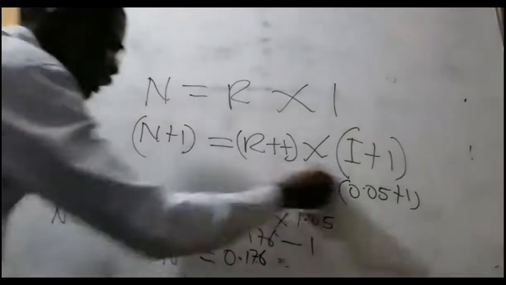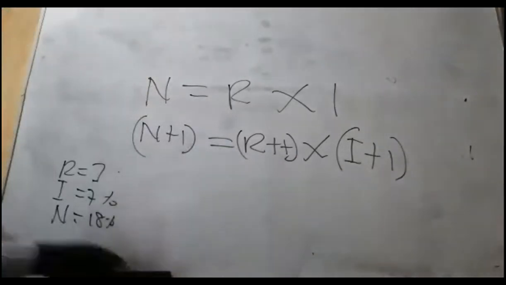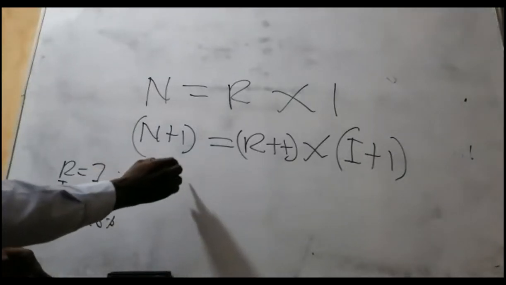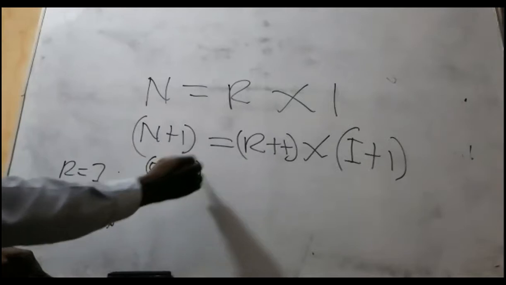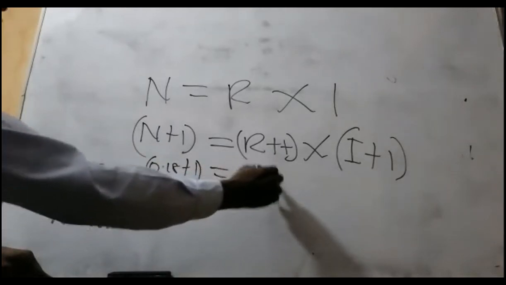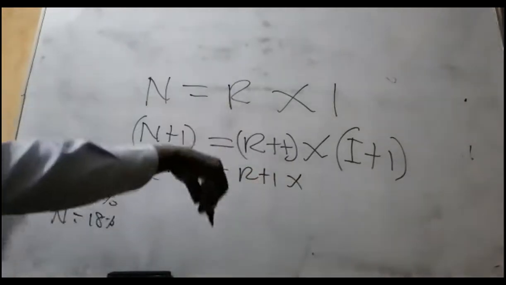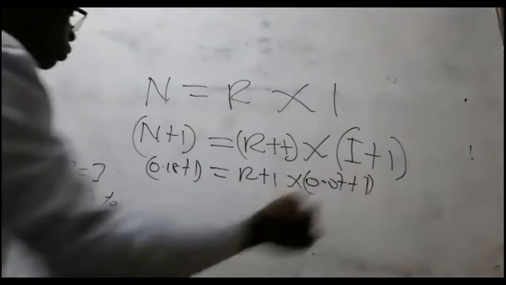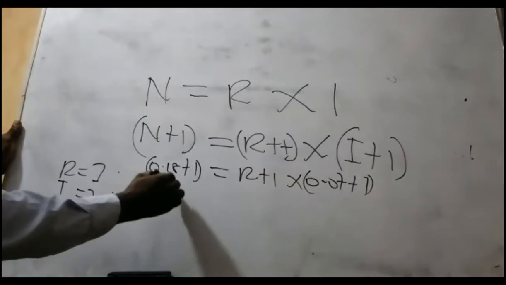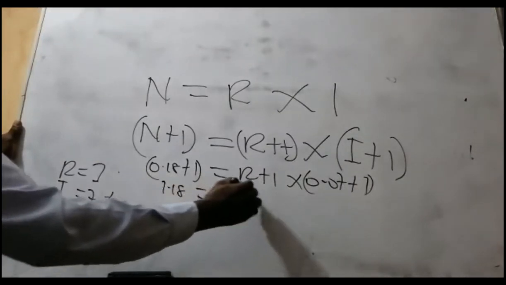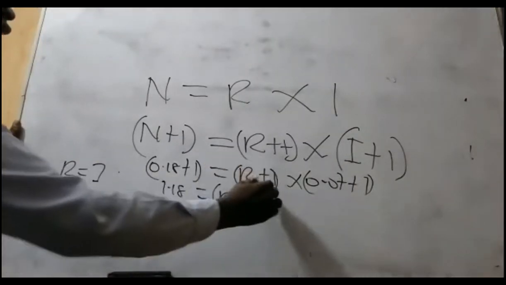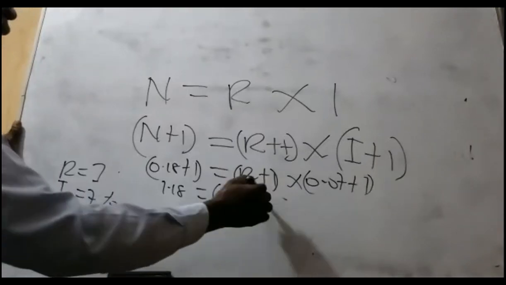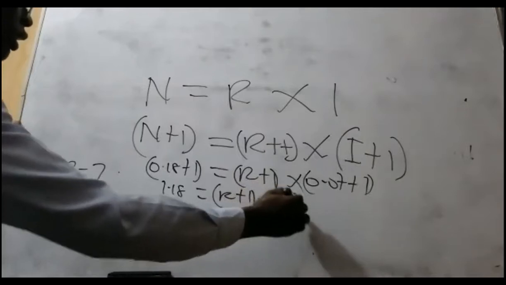So let's start the whole game again. The substitution. Nominal is 18. So 0.18 plus 1 is equal to real plus 1 times what? Inflation is 7. So 0.07 plus 1. So solve everything. Now we get 1.18 is equal to real plus 1 bracket 1.07. So they are multiplying times 1.07.